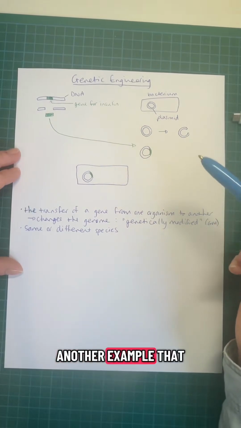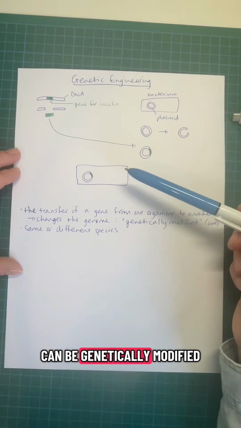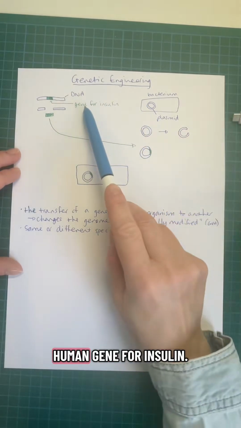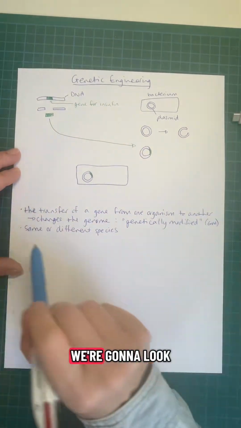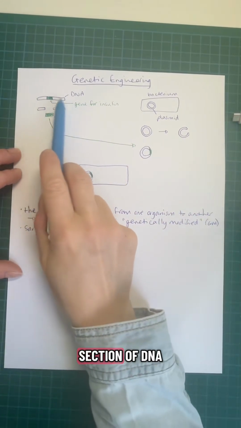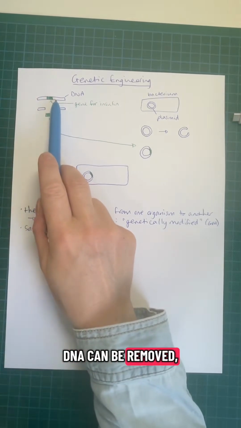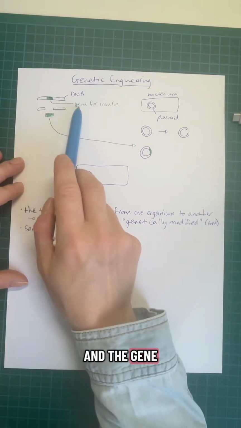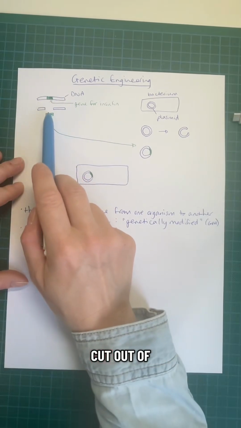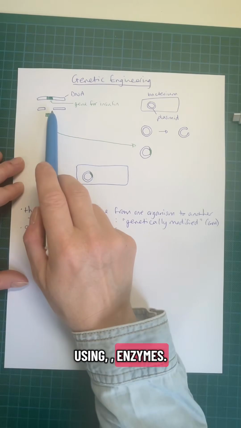But also another example that we're going to look at today is when bacteria can be genetically modified to produce the human gene for insulin. So that's what we're going to look at now. So up here we've got a section of DNA from a human, and then that DNA can be removed and the gene for the insulin can be cut out of the DNA, and that is done using enzymes.